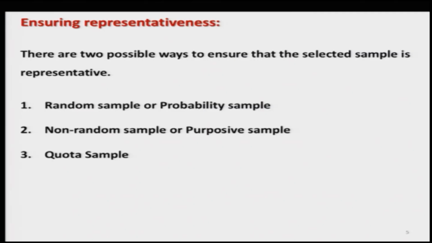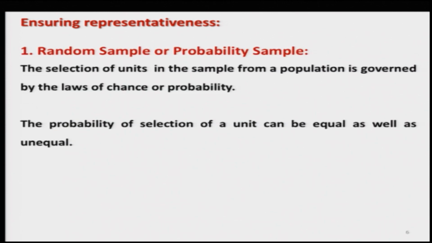Okay. So, there are 3 possible ways which I am considering here, which are needed to ensure a representative sample. First is the random sample, or we also call it a probability sample. Second one is the non-random sample, or we call it a purposive sample, and third one is the quota sample. So, I try to address them here one by one.